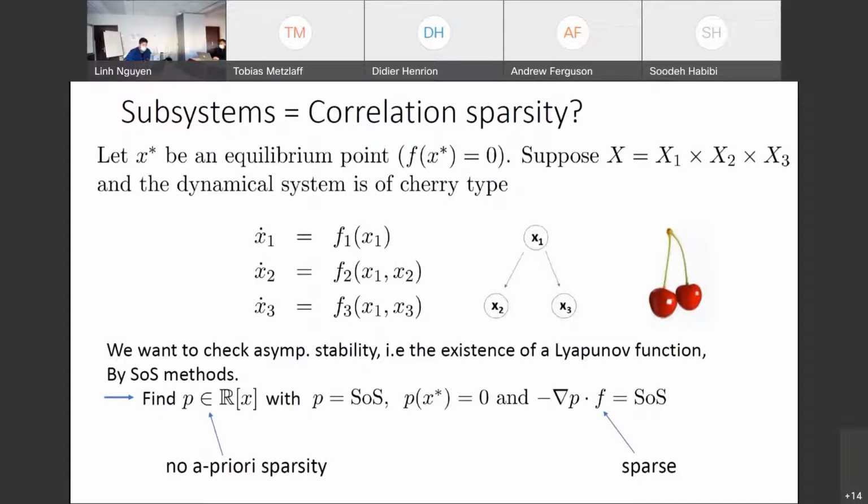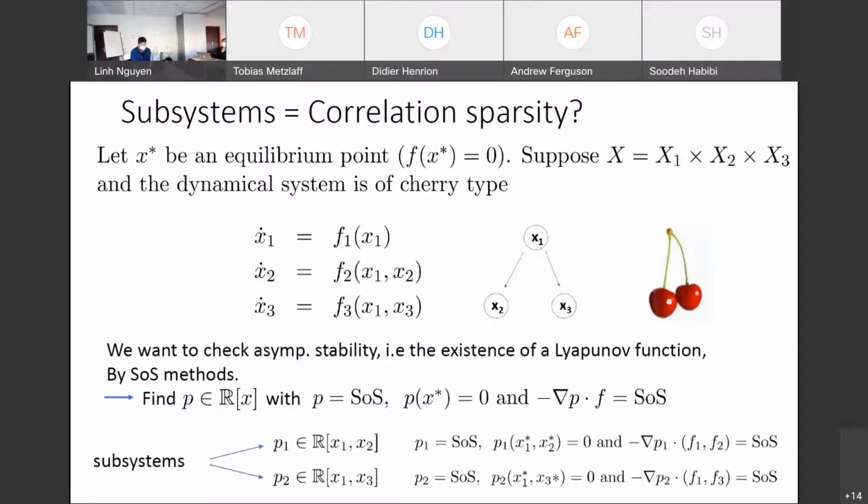But my main message that I wanted to show is that we don't have a priori sparsity on P. And yes, applying our result, you could argue that you can enforce a priori sparsity, but we also do this, just in a different way.